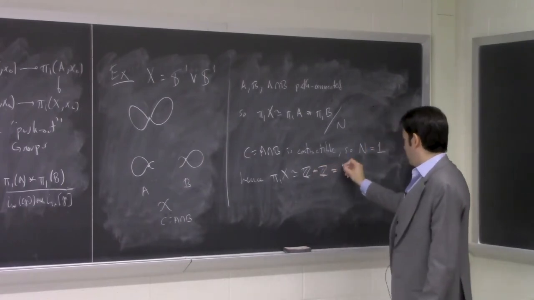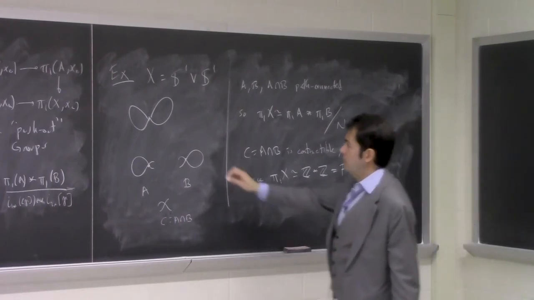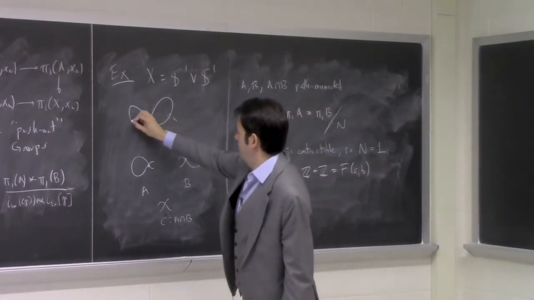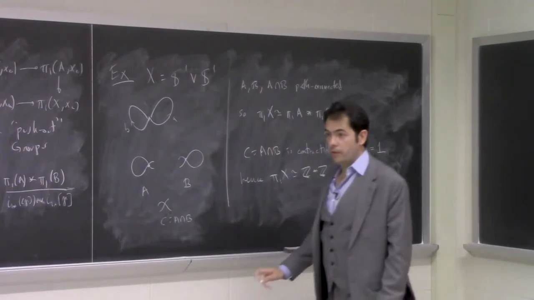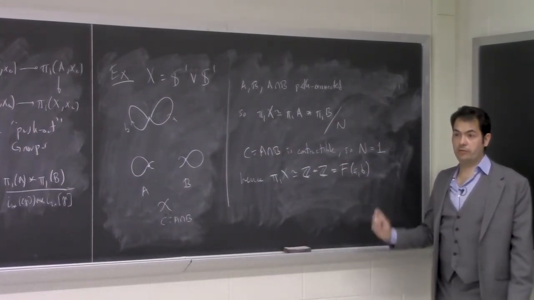Right. So typical notation is to say F of A, B, where let's say this is A and this is B. This notation means the free group on two generators, and here are the generators.